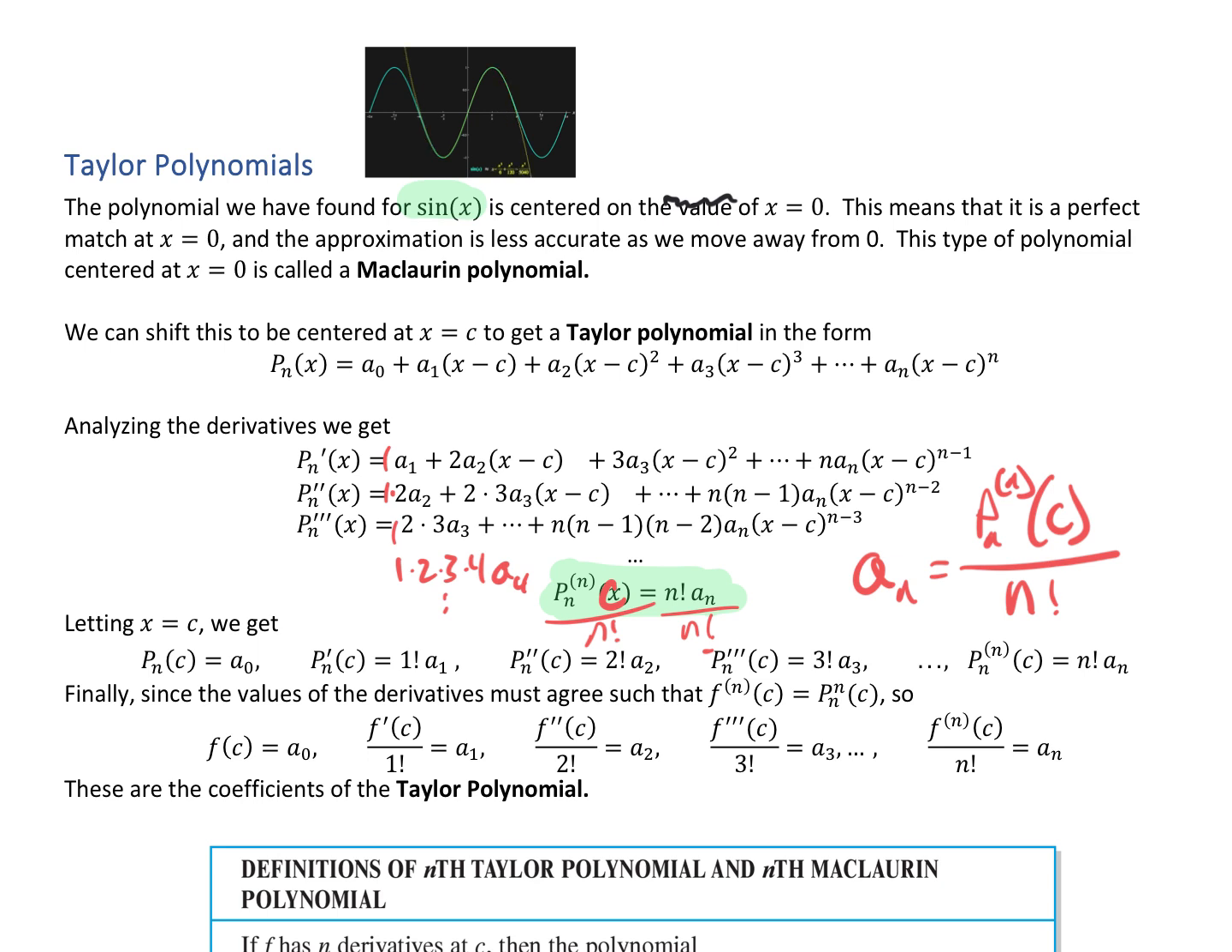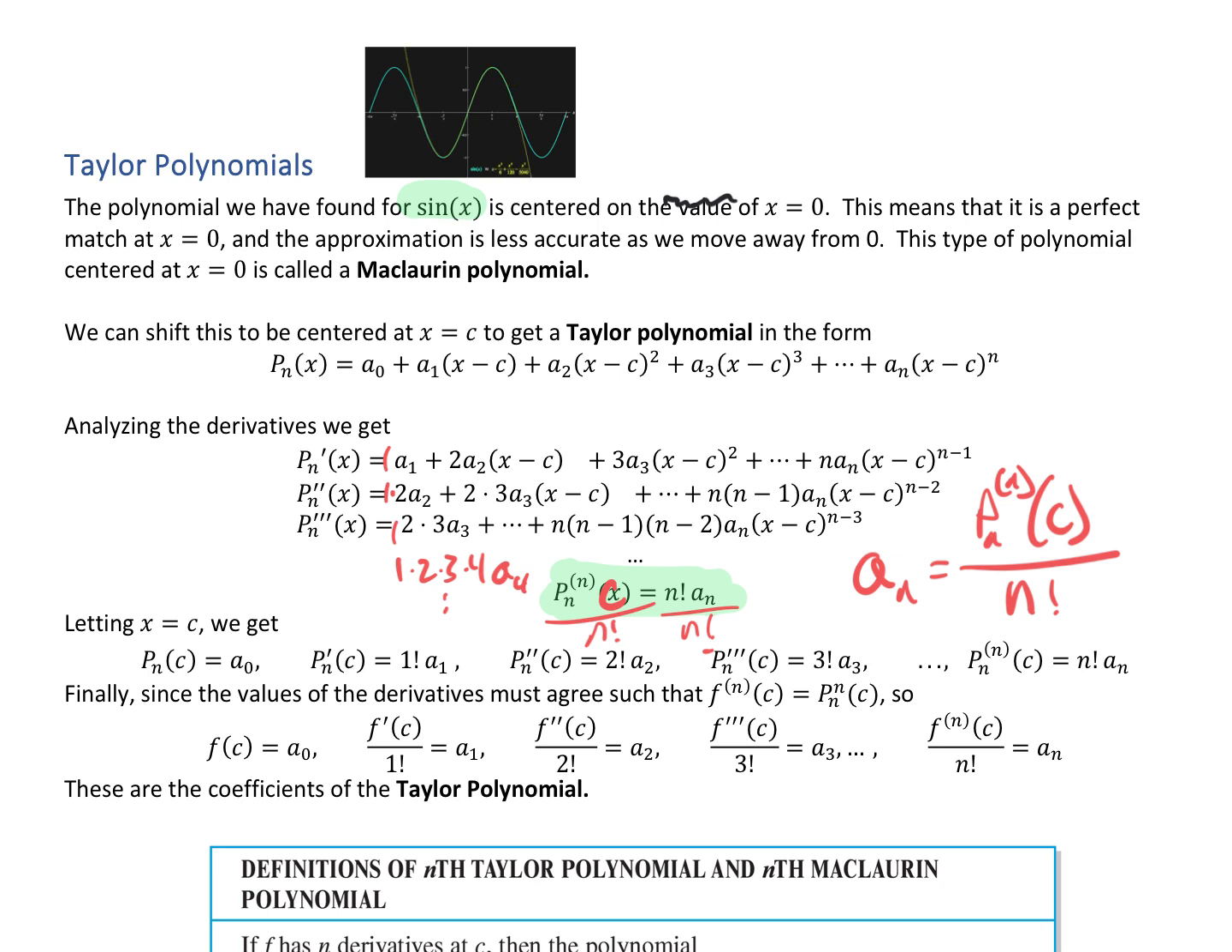All right, so what does that mean for us? That means this. If I want to find any of these coefficients, which I do, so I can write this polynomial, I need to find a sub 0, a sub 1. That's all I need to find, and then I've got my polynomial. All I need to do to find any coefficient there is take the nth derivative of the polynomial evaluated at c divided by n factorial.